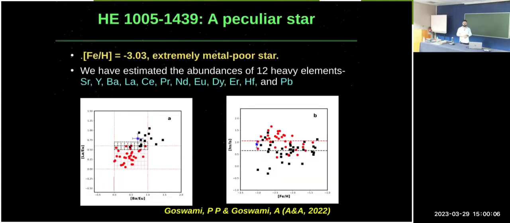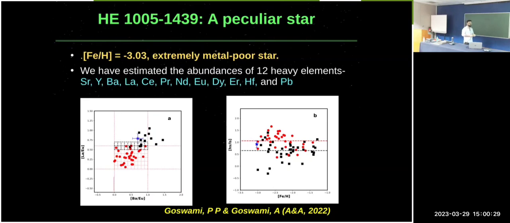The third project is about a very peculiar star, HE1005-1439. This is an extremely metal-poor star with metallicity -3.03. We could derive the elemental abundances for 12 heavy elements from strontium through lead. Our classification scheme puts this star as a CEMP-s star, but the HS by LS ratio is close to the CEMP-r/s peak.